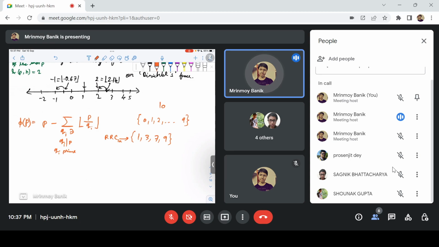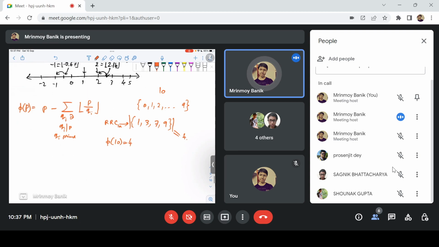So it has a size of 4. So phi(10) has to be 4, right, from the definition. So let's see if this formula on the left gives us that. So this is 10 minus the sum over floor of 10 by qi, where qi divides 10.